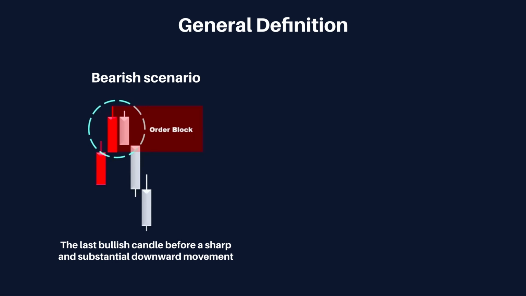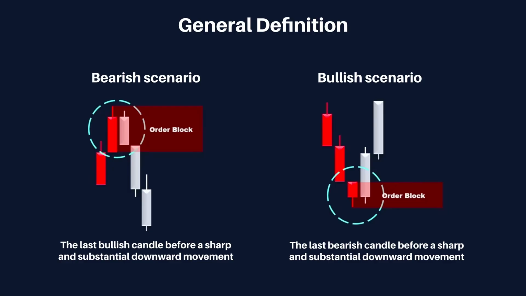Let's get started. What is an order block? An order block refers to the zone corresponding to the last bullish candle before a sharp and substantial downward movement that generates a valid break of structure. Similarly, in the bullish scenario, it refers to the area corresponding to the last bearish candle before a sharp and substantial upside movement that forms a valid bullish break of structure.